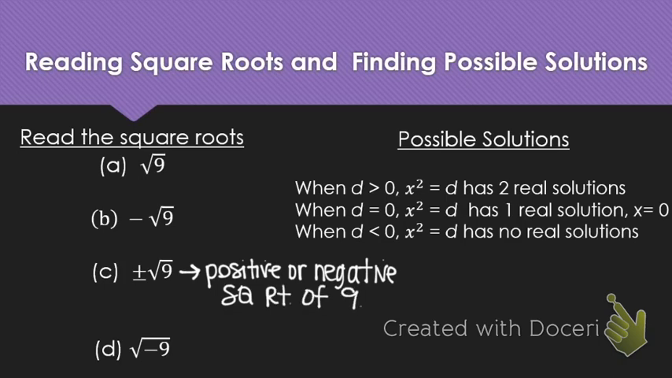And that symbol is going to be very, very important in our lesson today. So very good. Positive or negative square root of 9. That's two separate numbers.